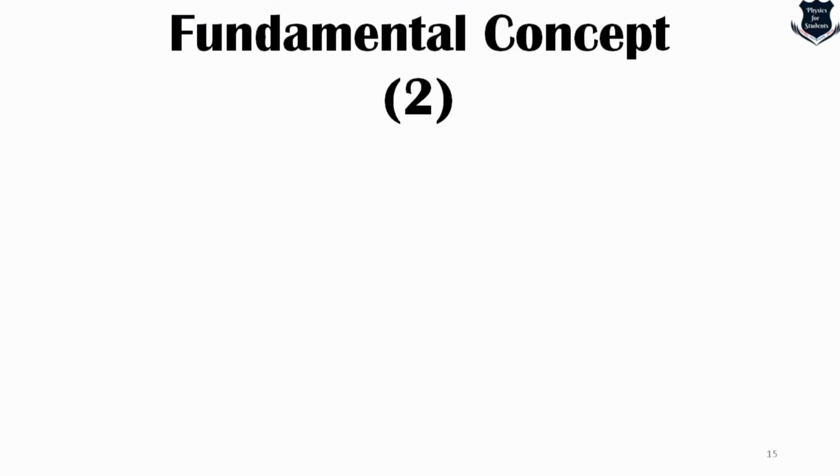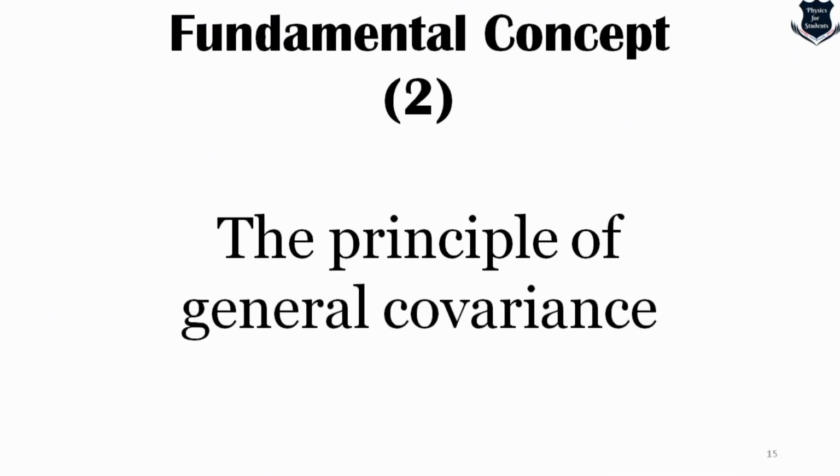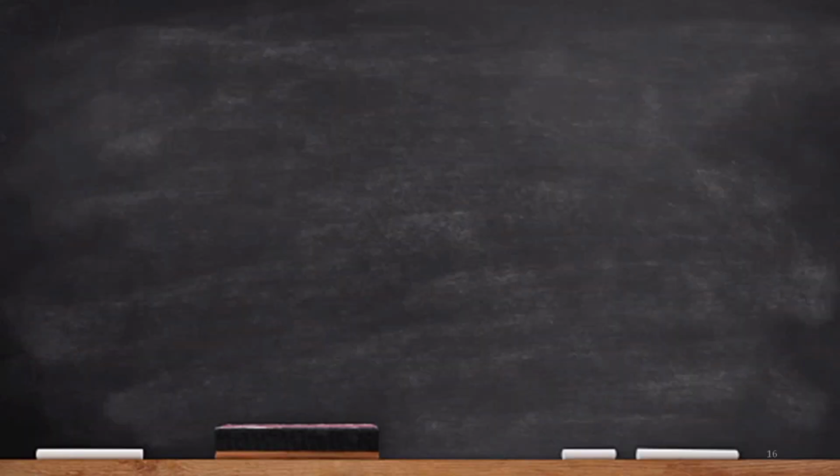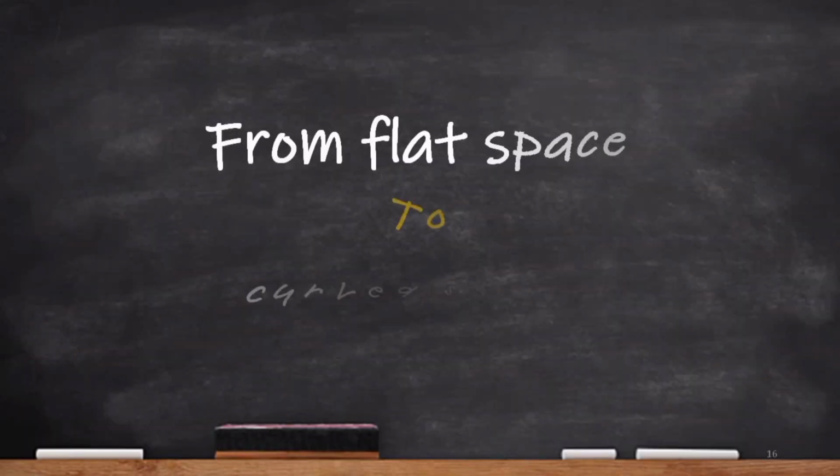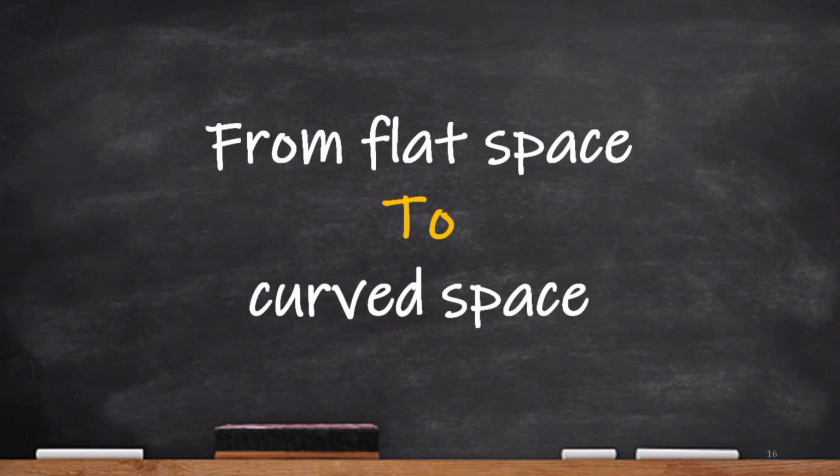So the fundamental concept number 2 is the principle of general covariance. Let us take a pause and let us understand. First was the equivalence principle, and then the second concept is the principle of general covariance. We have to devise something so that any change which is happening, we can measure them.